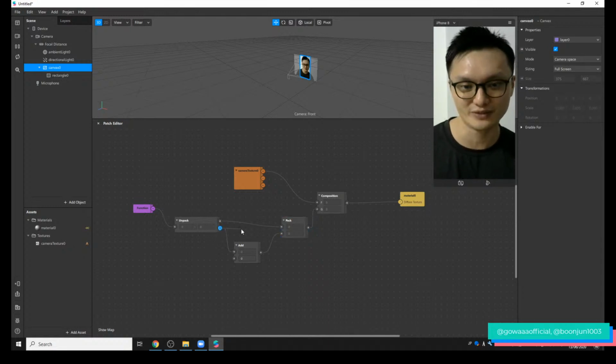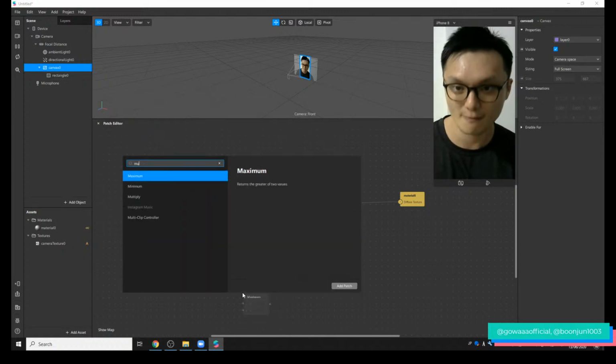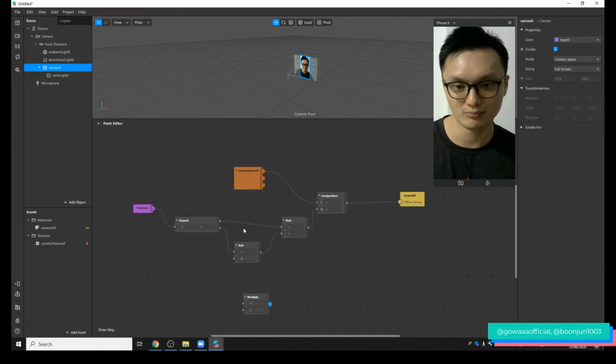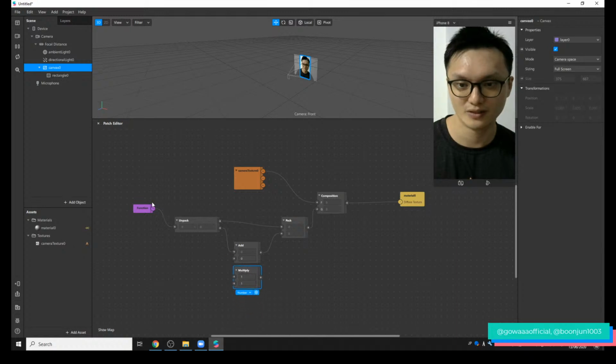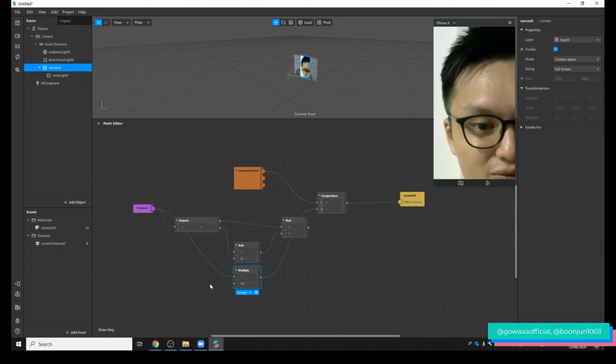So now what if we do multiplication instead? Let me just multiply the whole thing. If I multiply by 2, you actually zoom out. If I multiply by half, it will zoom in.